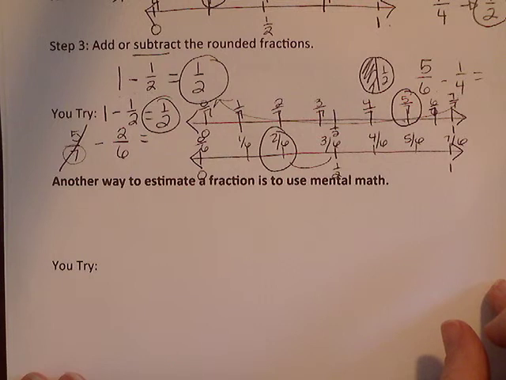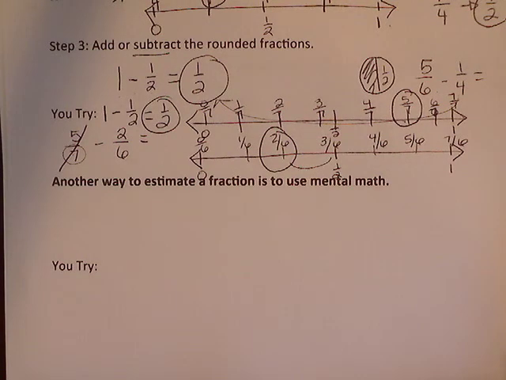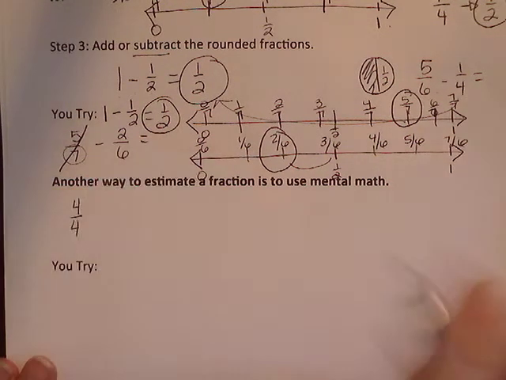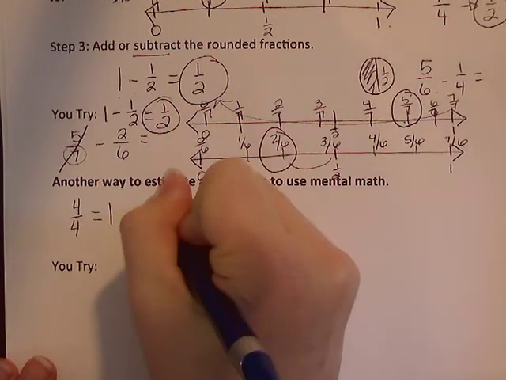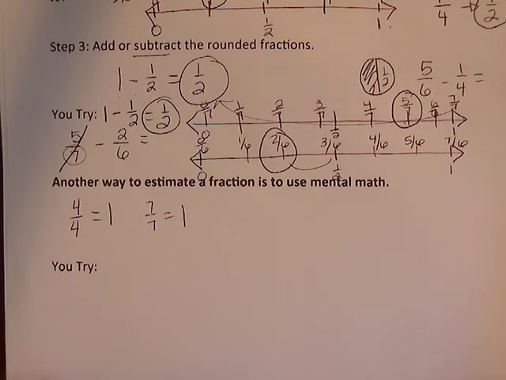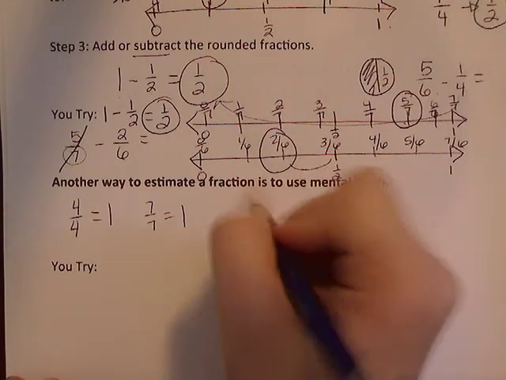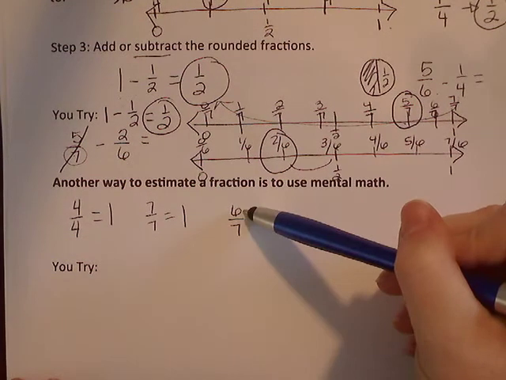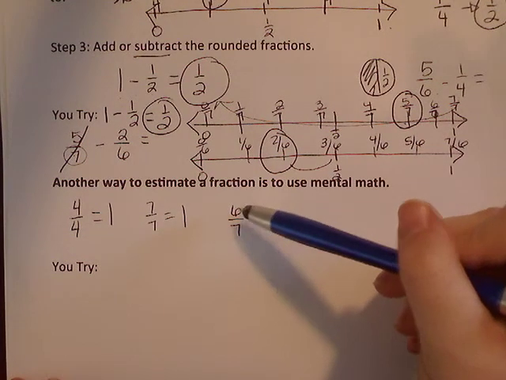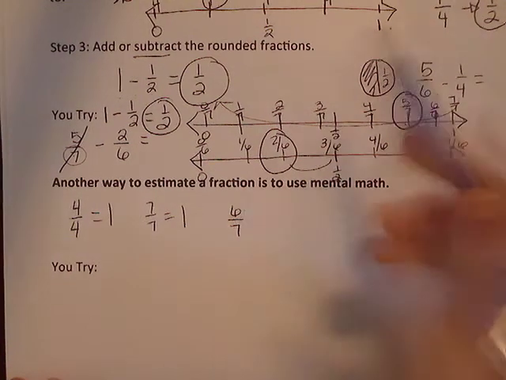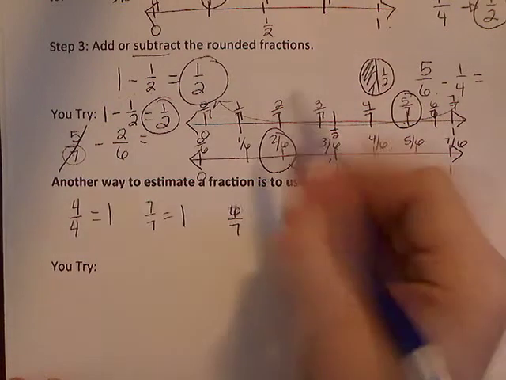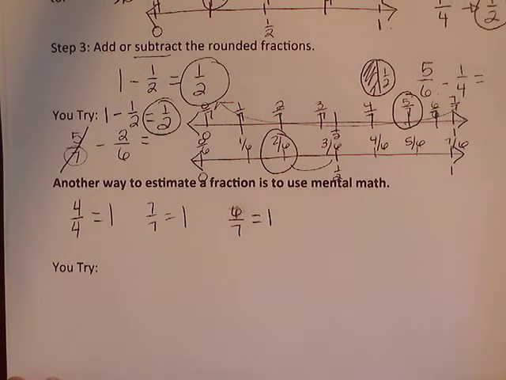So there is one other way that you can estimate fractions, and that is by using mental math. So when we think of mental math, any fraction that has the same number on top as the bottom equals 1. So 4/4 equals 1, 7/7 equals 1. So when I'm looking at a fraction, and let's say my fraction is 6/7. This 6 is awfully close to 1. It's only 1 number away from 7. So that means that if I just had one more number up here that equaled 7, over 7, it would be really close to 1. So I could round that to 1.